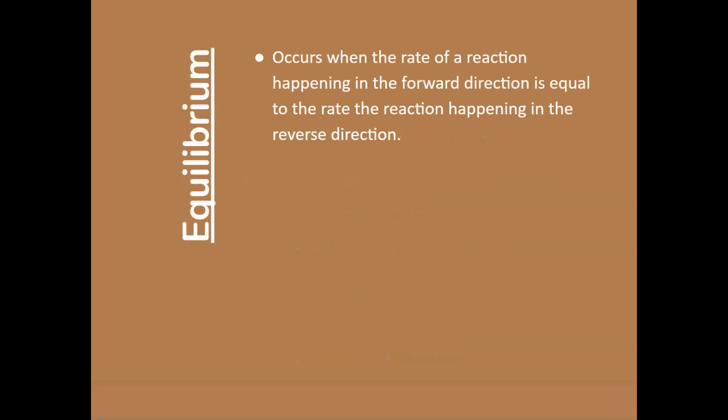Equilibrium is a definition that you need to know. It occurs when the rate of a reaction happening in the forward direction is equal to the rate of the reaction happening in the reverse direction. So equilibrium is reached when the rate at which products are being made is equal to the rate at which reactants are being made in reversible reactions.